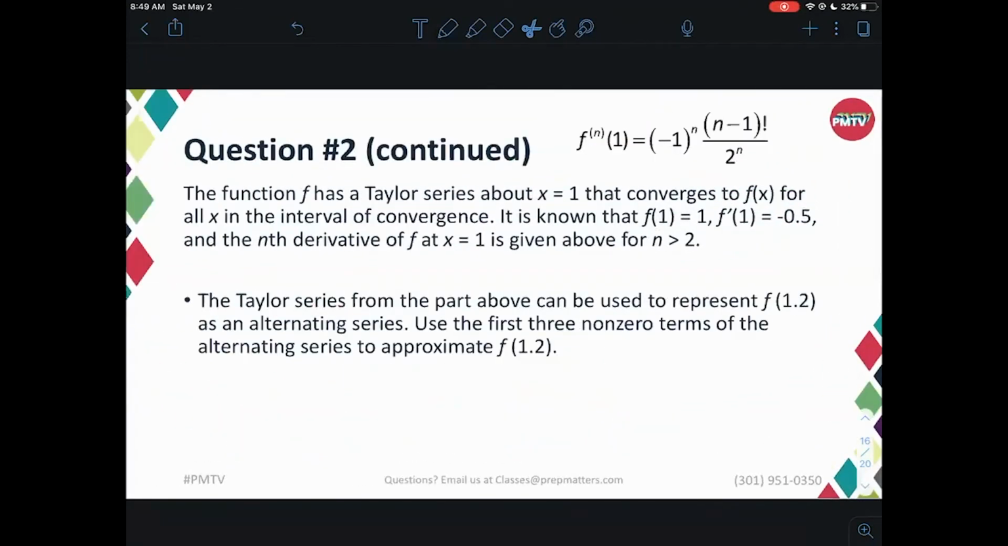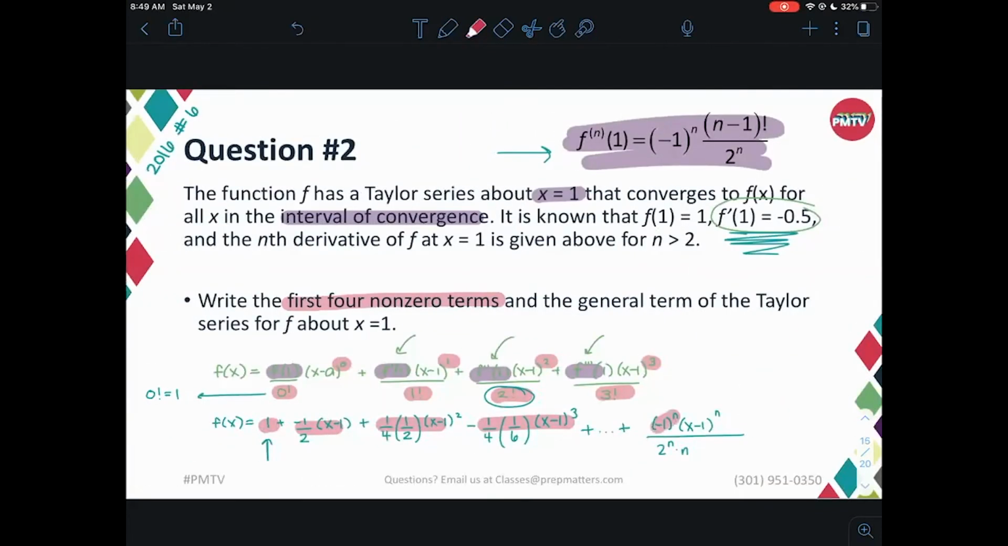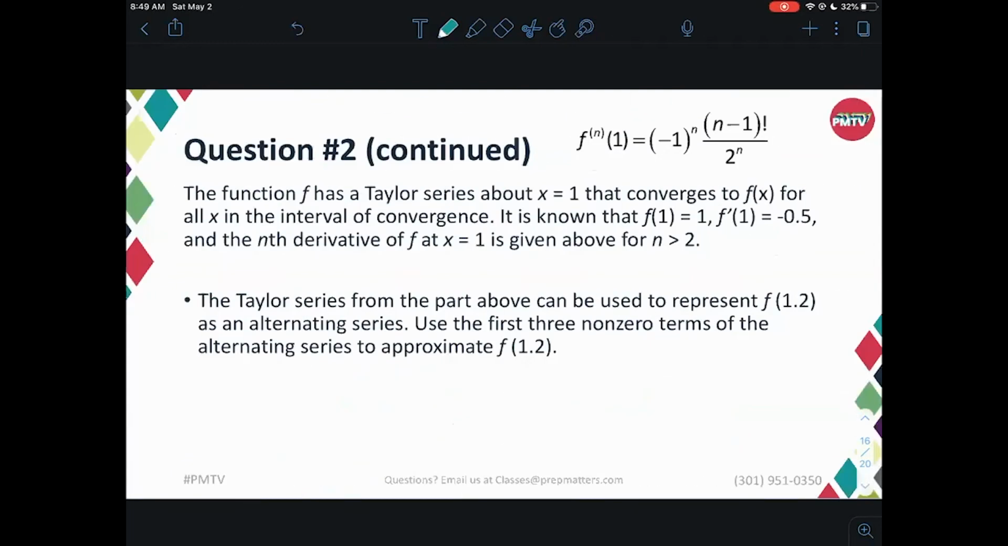The next thing that we do for a Taylor approximation is actually use that with some value of x. So second part here, the Taylor series from the part above can be used to represent f of 1.2 as an alternating series. It's an alternating series because of this -1 situation. Notice that we have minus, plus, and so on.